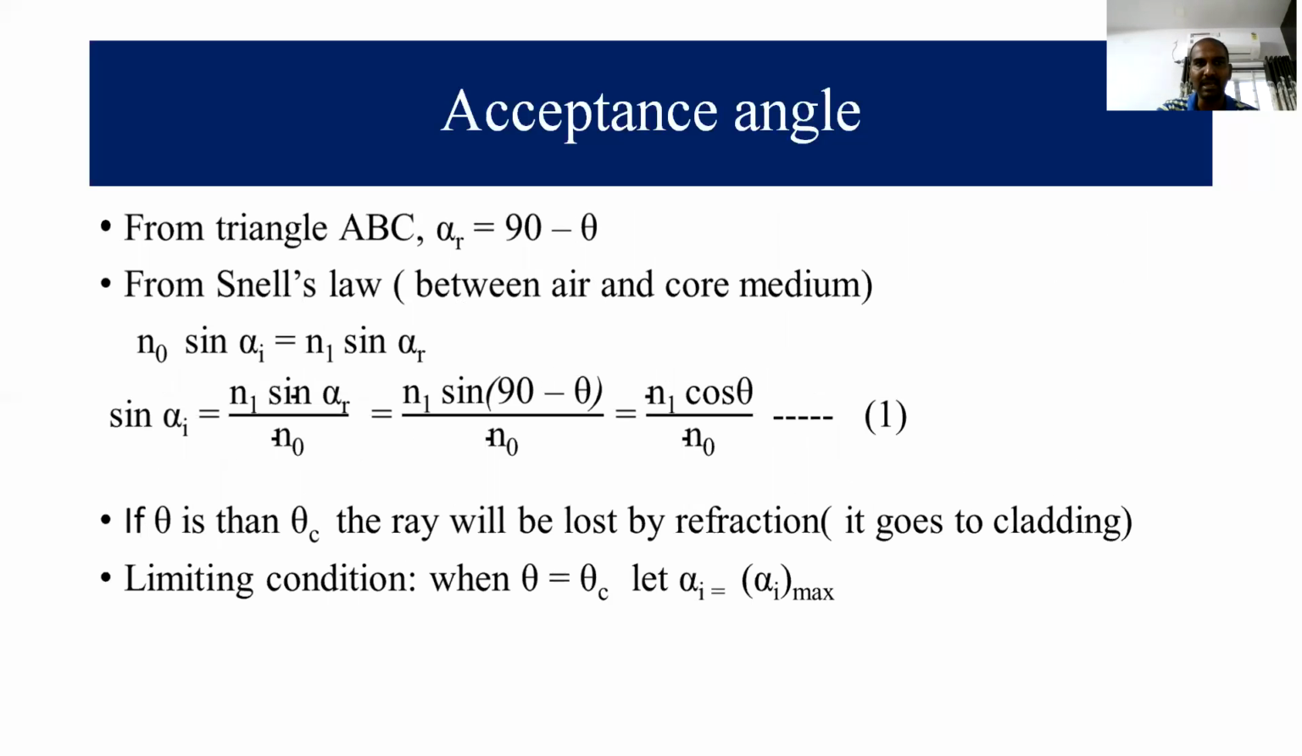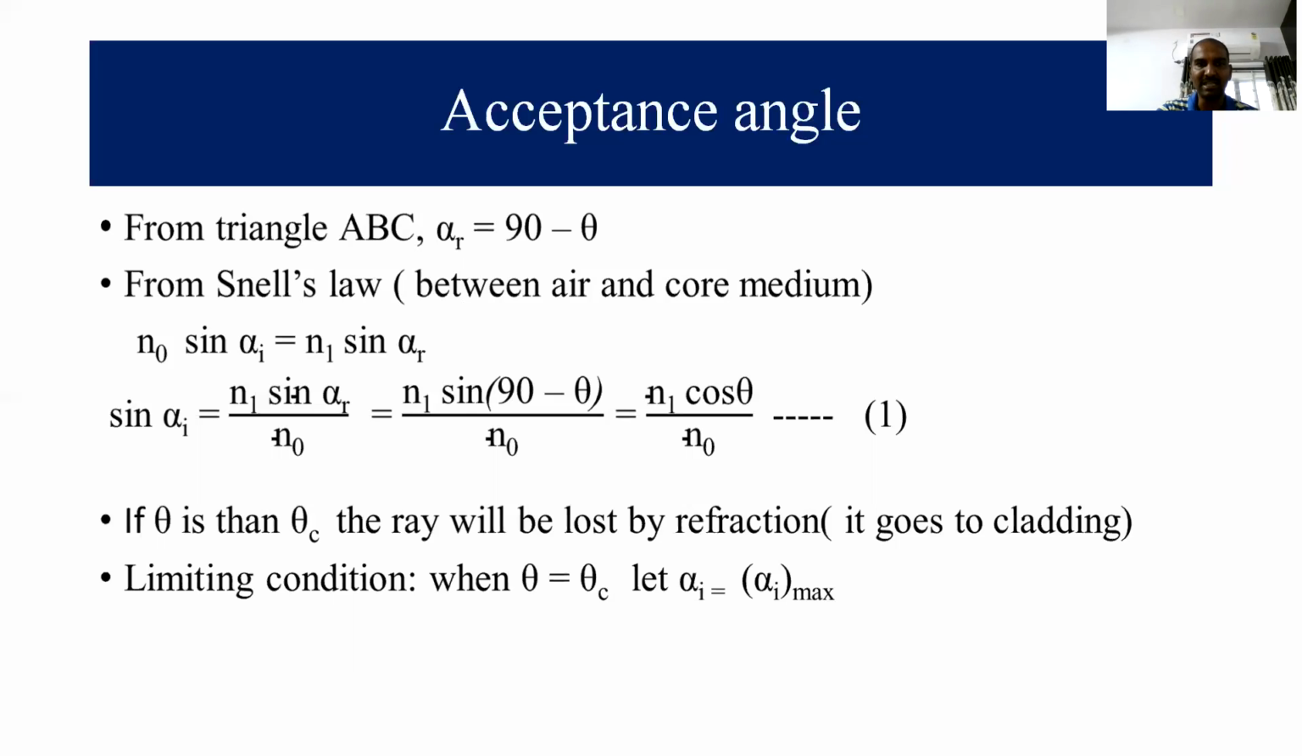Here we form a triangle. So it is a right angle triangle ABC in which alpha R becomes 90 minus theta. Applying Snell's law between air and core medium, that means at boundary A, we will get N0 sin alpha I equals N1 sin alpha R. So from this, sin alpha I equals N1 sin alpha R by N0. So here alpha R is nothing but 90 minus theta.